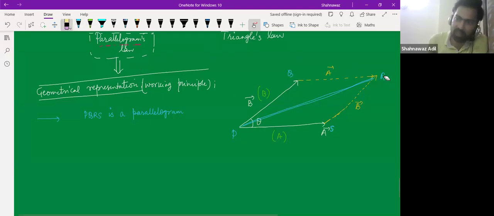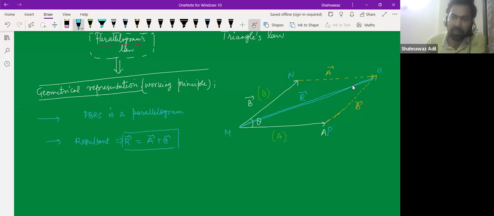Usually the resultant is represented as R, so I have to change the name again. Let's name the vertices M, N, O, and P, and then this resultant is R, and this is your A plus B. So this is how you add two vectors using the parallelogram law. Is it clear to you?